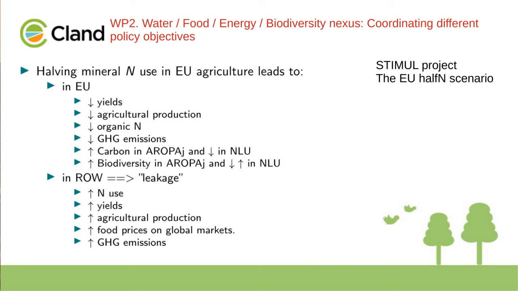We saw that we're going to have some major spillover of our policy and leakage in terms of greenhouse gas emissions in the rest of the world because of the increase in nitrogen use in these parts of the world, and the increase in their yields and the increase in their agricultural production associated with increasing food prices on global markets. And as I mentioned before, the increase overall in greenhouse gas emissions worldwide.